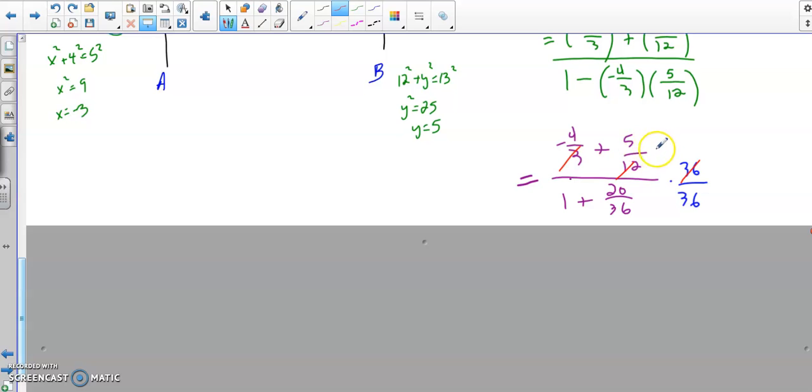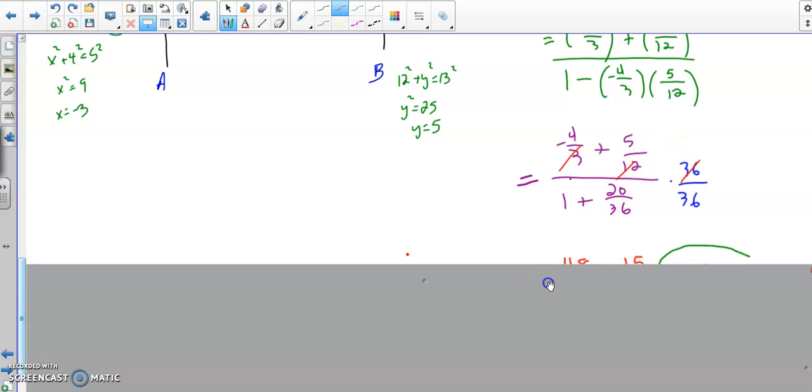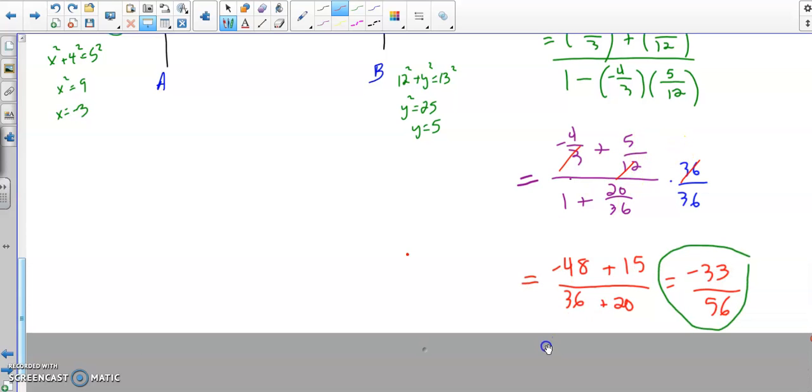Here we have, times 3, so on and so forth. So that is hopefully making sense to you guys when this divides out with the 36 here. That's how I have the 20. And I'm left with negative 33 over 56. So a lot of work there. I'm going to show you the next one on the notes.